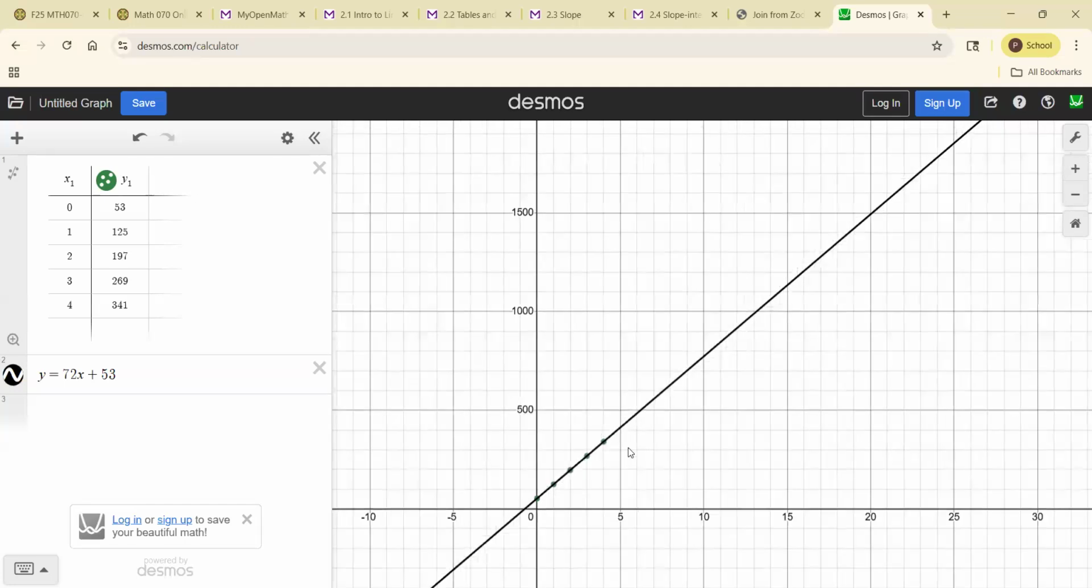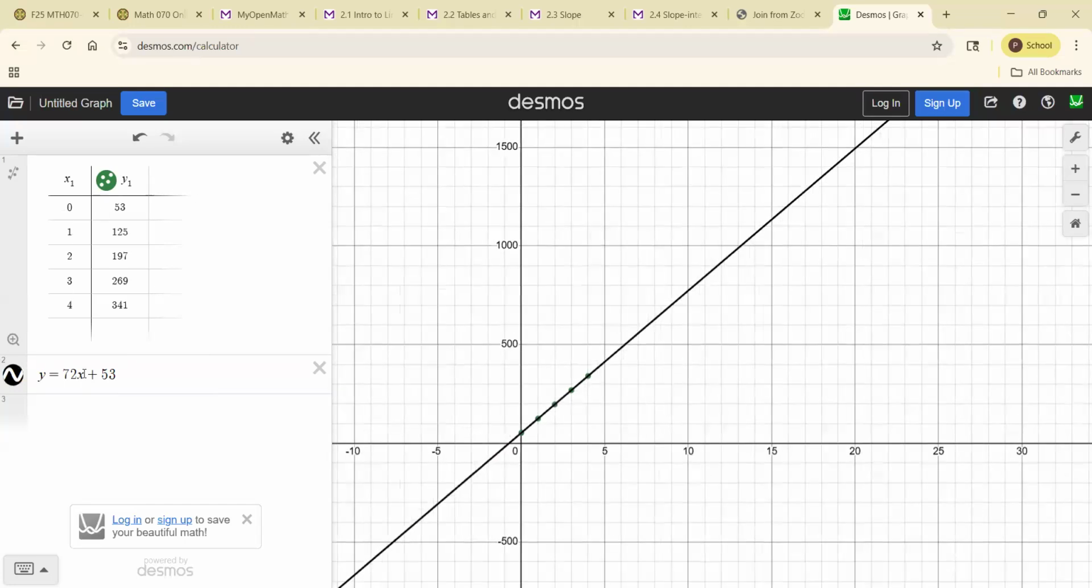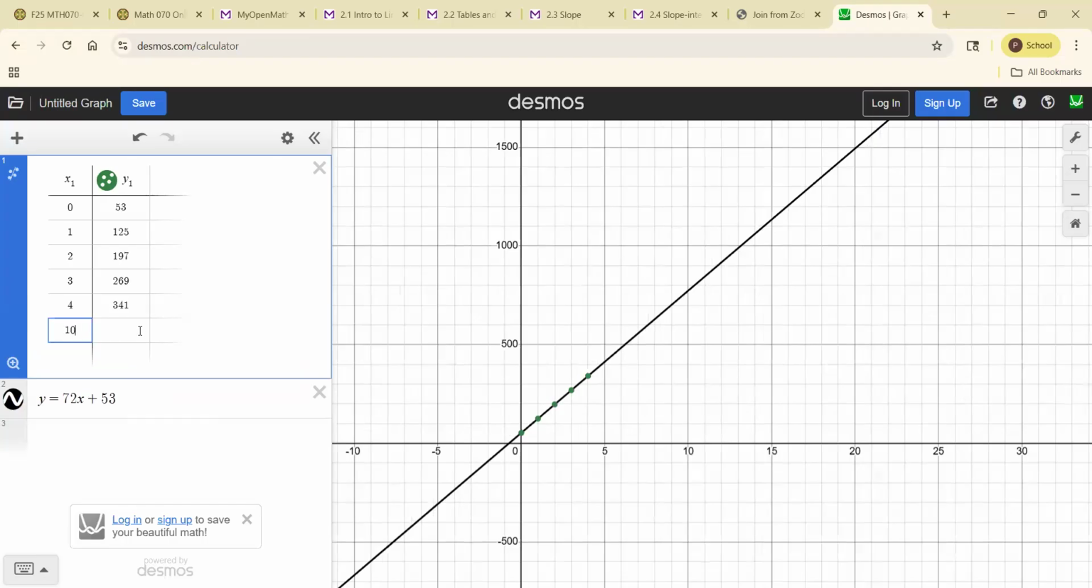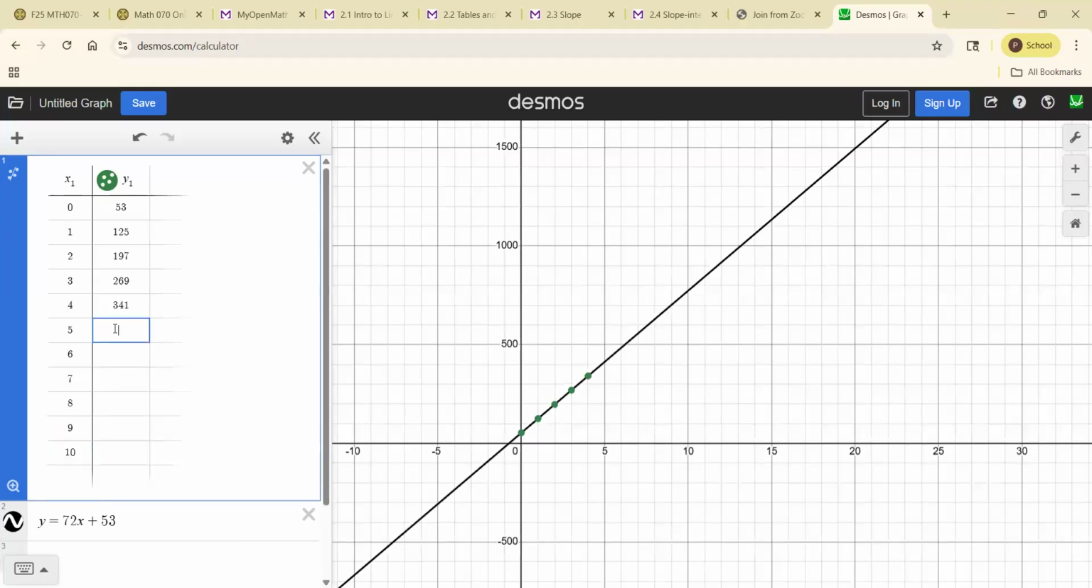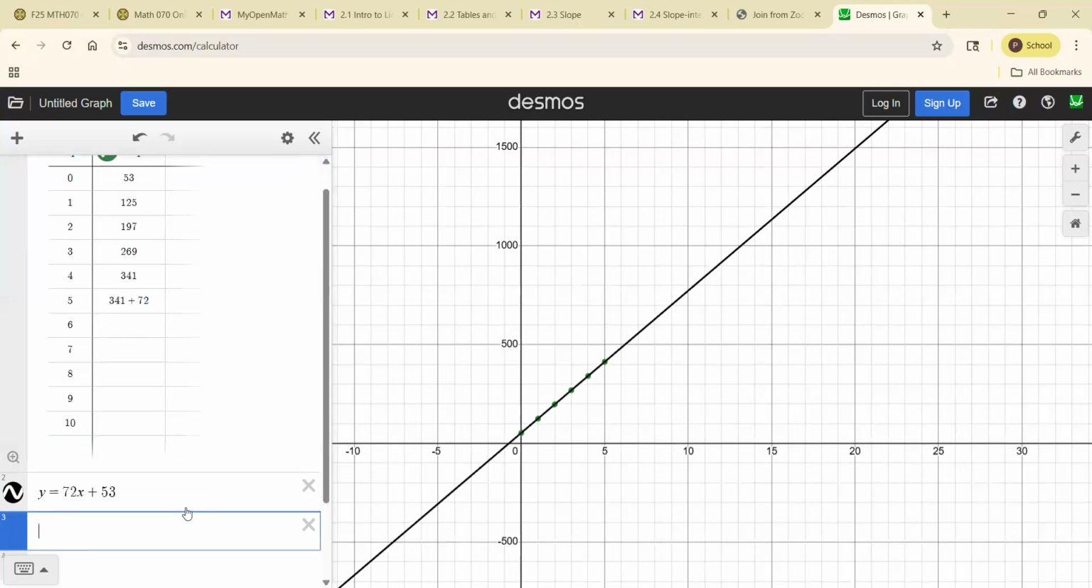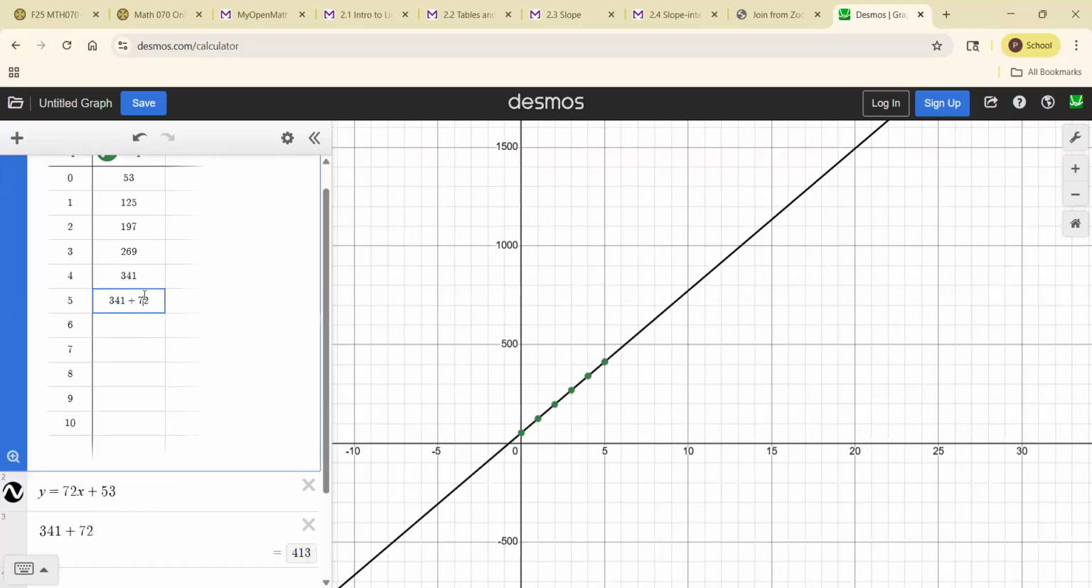And now we can ask questions using the graph, using the table, or using the formula. So let's actually ask the question, how much money will Joe have in week 10? If we want to use a table form, what I would recommend we do is we just work our way up. 341. Let's see if it works if I just add 72. It does, but it doesn't tell us what the number is, so that's not so helpful. But we can do some work down here. 341 plus 72 is 413.